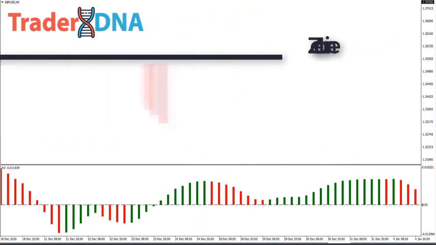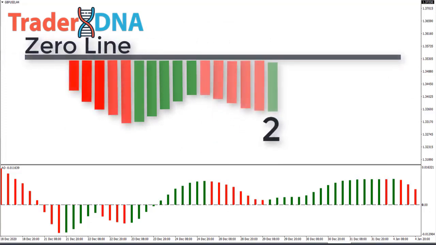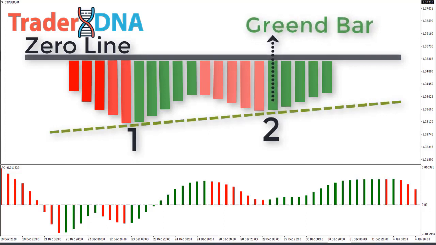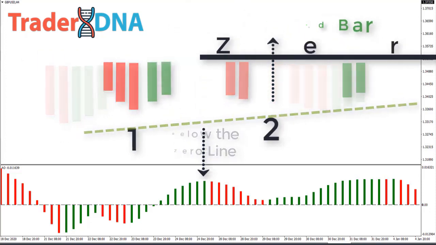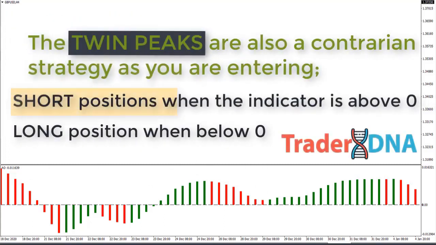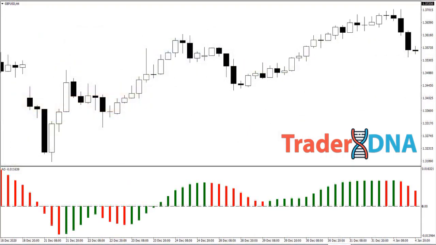A bullish twin peak setup occurs when there are 2 peaks below the zero line. The second peak is higher than the first peak and followed by a green bar. Also very importantly, the trough between the 2 peaks must remain below the zero line the entire time. The twin peaks are also a contrarian strategy as you are entering short positions when the indicator is above zero and buying when below zero. Here are other examples of Bill Williams' Twin Peak strategy.